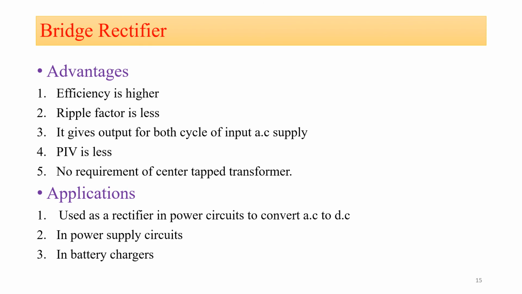Now, which are the different advantages of the bridge rectifier? As we know, first, efficiency is higher, equal to 81.2%. Then ripple factor is less, equal to 48%. Then it gives output for both cycles of the input AC supply, for positive half cycle also and for negative half cycle also. Then PIV is less, only Vm. Then there is no requirement of a center tap transformer. And these are the advantages over the half wave rectifier and the full wave rectifier with center tap transformer. That's why we always use the bridge rectifier in power supply design.